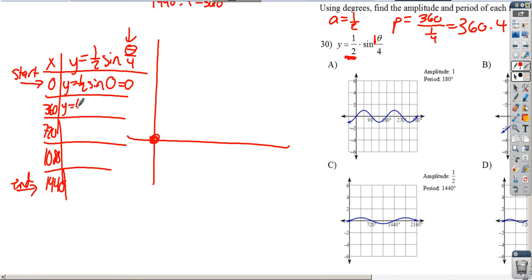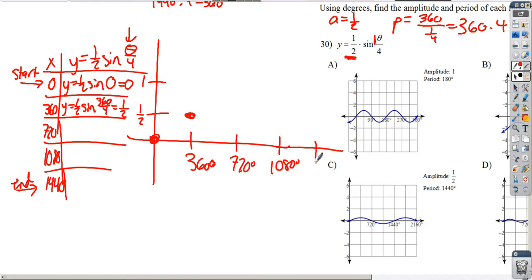Okay, next point, y equals 1/2 times the sine of, now we're going to plug in 360. So 360 divided by 4 is 90, and the sine of 90 is 1, and 1 times 1/2 is 1/2. Okay, so let's kind of label this. This is 1, so at 360 degrees, we should have a point at 1/2. All I'm doing is labeling this. It doesn't really have to be drawn to scale. You just have to label it to show that you are setting this up correctly.